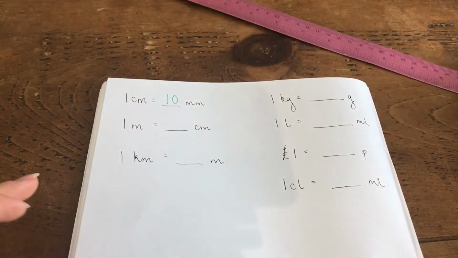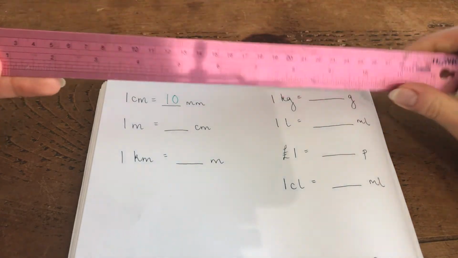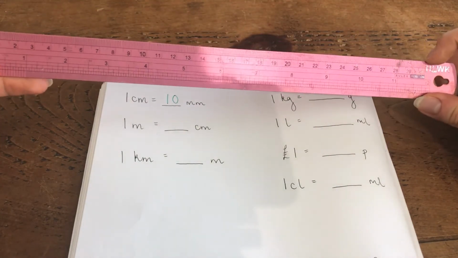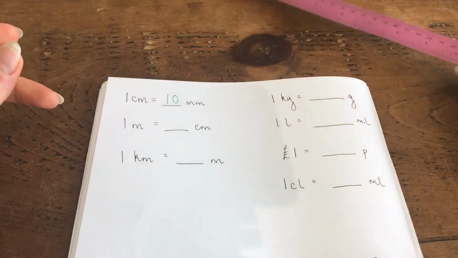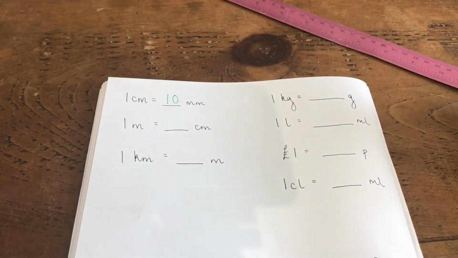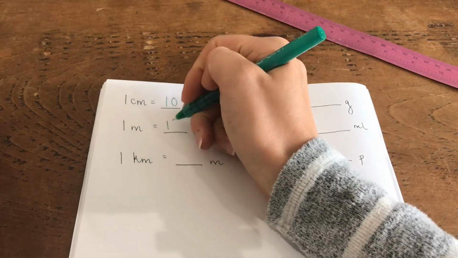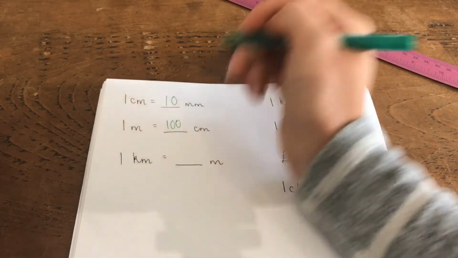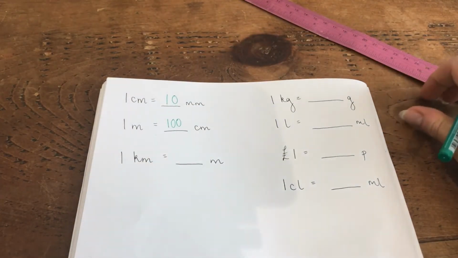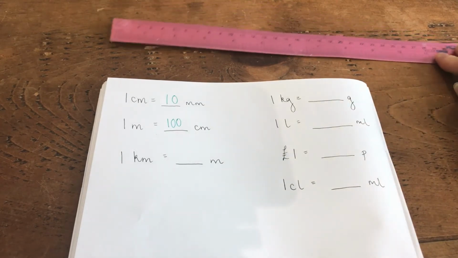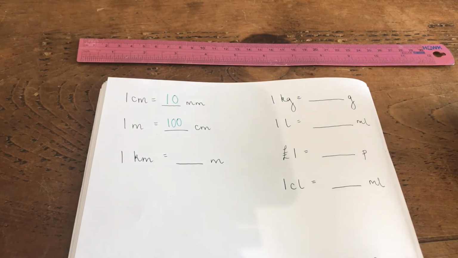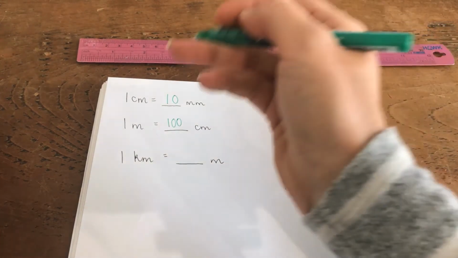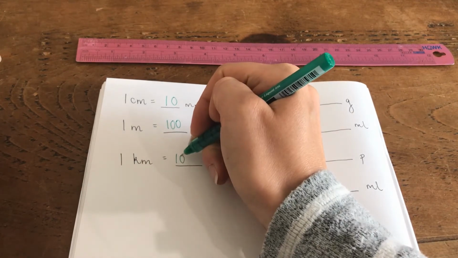How many centimetres would be in a metre? This ruler is 30 centimetres, but if we had a whole metre, how many centimetres would there be? 100. And then for a kilometre, how many metres are in a kilometre? There are 1,000.